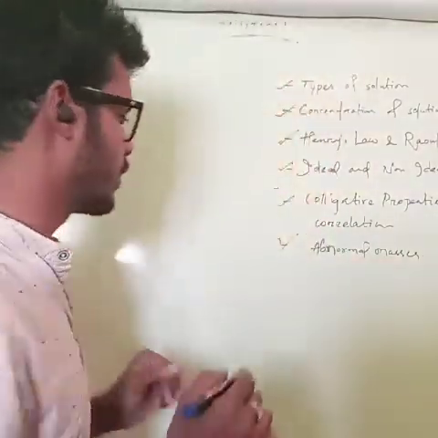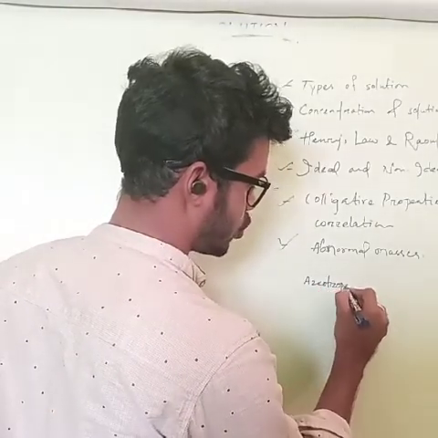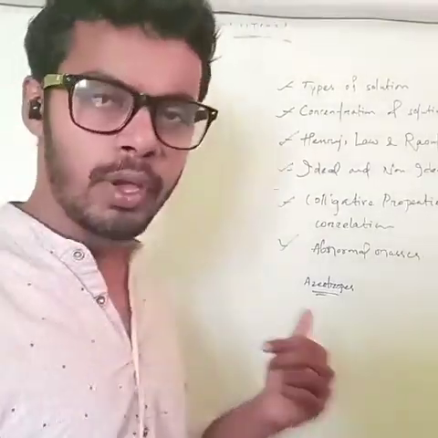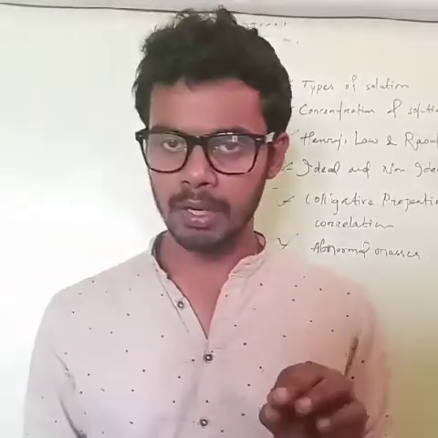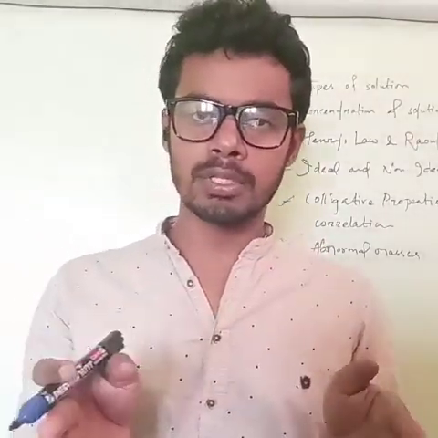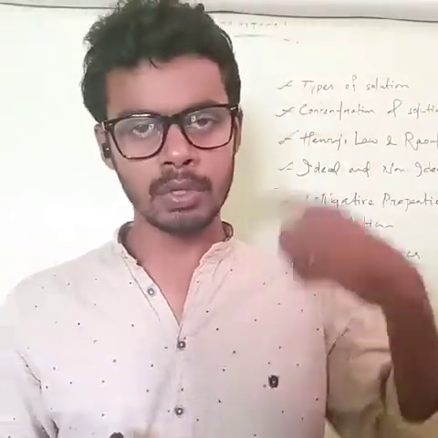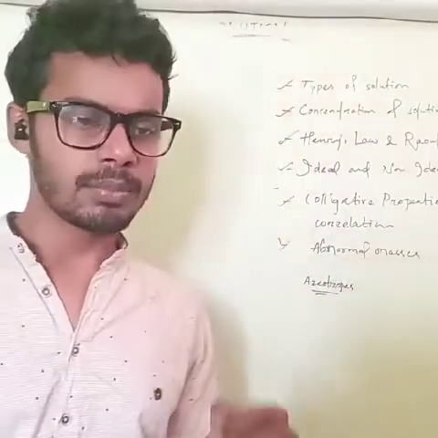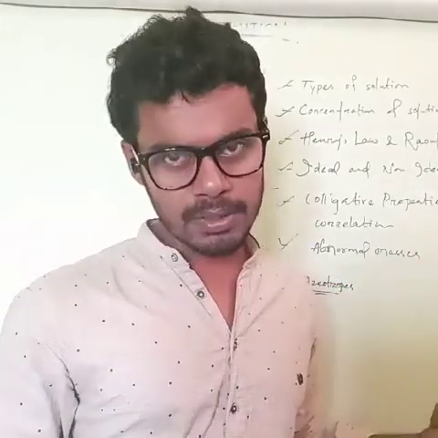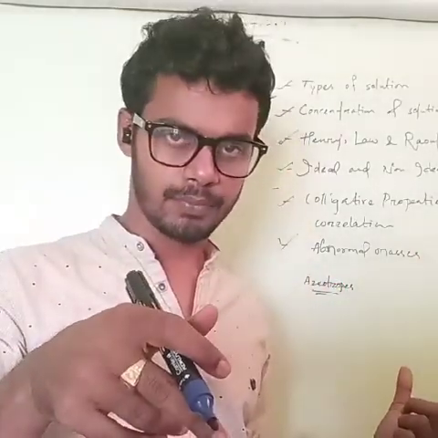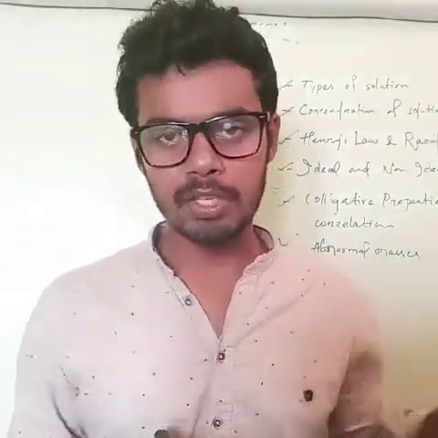An azeotrope is a type of solution. These are solutions where, if you try to separate them, solution meaning solute plus solvent, the composition will be the same in the liquid phase and also in the vapor phase. That means some solutions have the same composition in the liquid phase as in the vapor phase. You can't separate them by applying heat. Those types of solutions are known as azeotropic solutions.